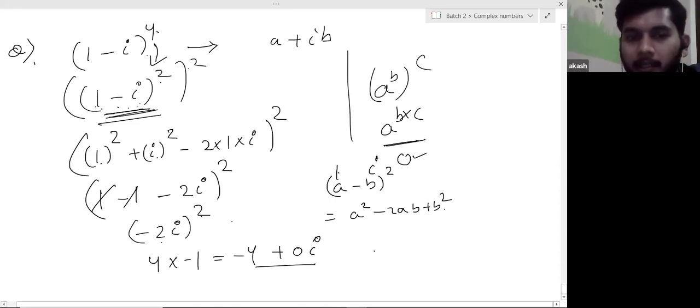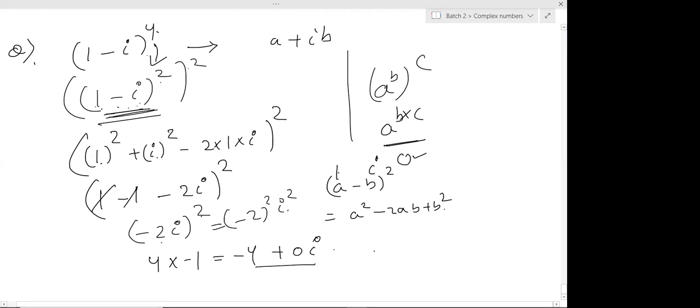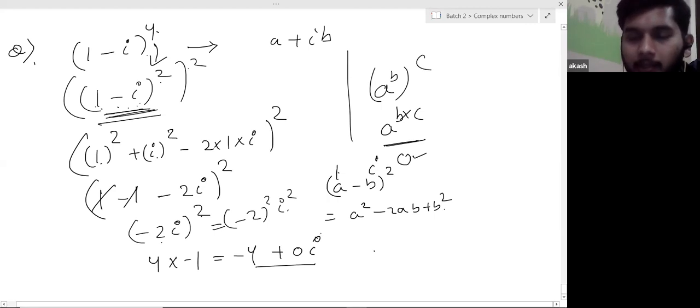No. See, this is like this, right? This is minus 2 square and i square. So you have to put the value of i square, all right? So why can we keep it like this? Because we need the value of b also, right? So we can get it from there, right? 2 plus 4i. So 2 will be a and b will be 4. No. How did you get to that?